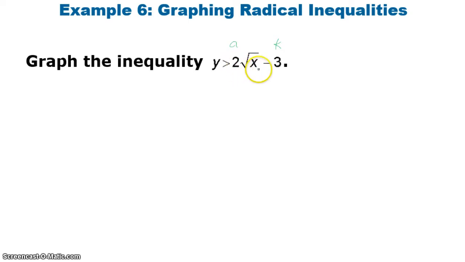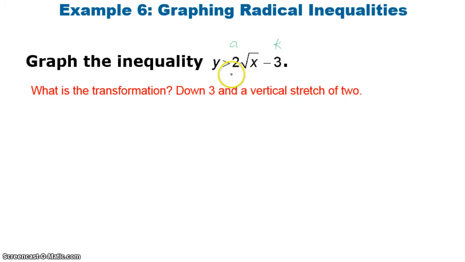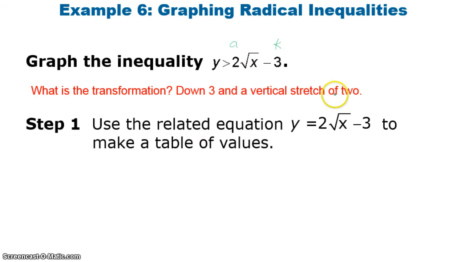So for our transformation, we have a k of negative 3, so we are going down 3 on the y-axis, and then we are going to stretch it. Remember, you're going to stretch it vertically, so your little curve is going to be pulled up. So the transformation is down 3 and a vertical stretch of 2. Remember, what this vertical stretch of 2 means is we are taking those values of y and we are doubling them.